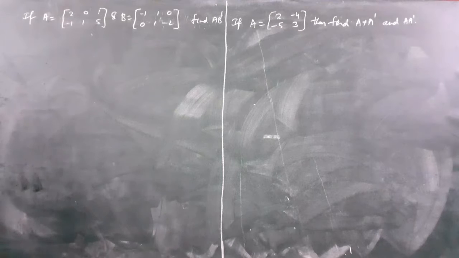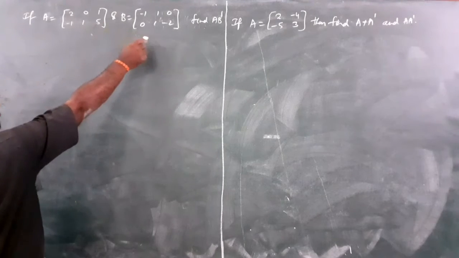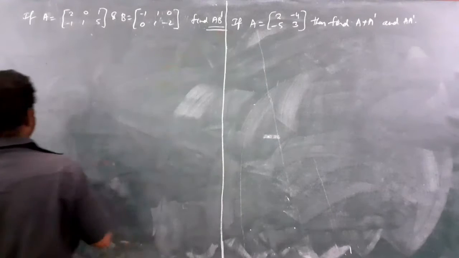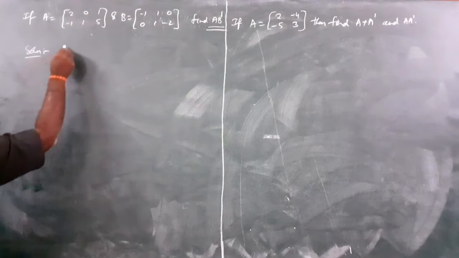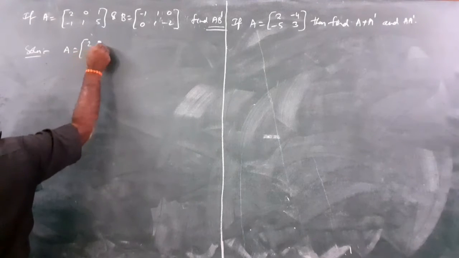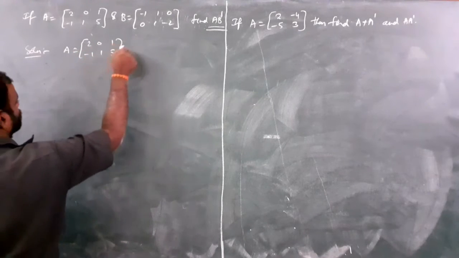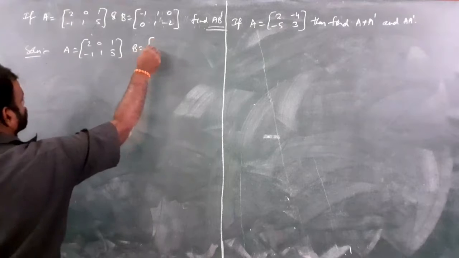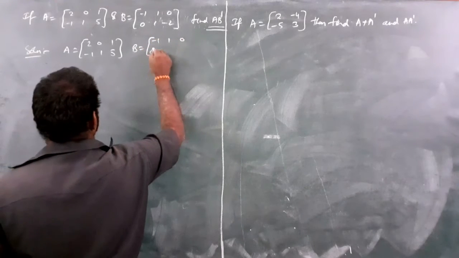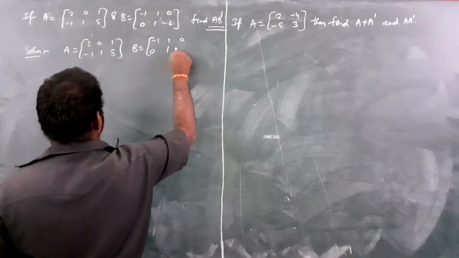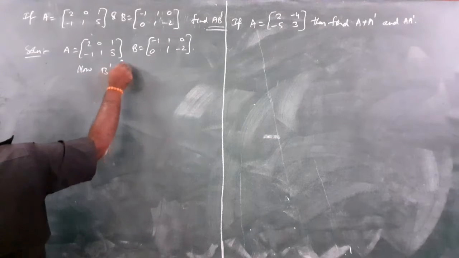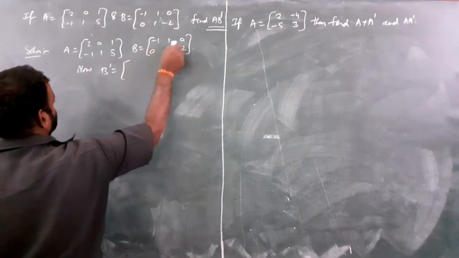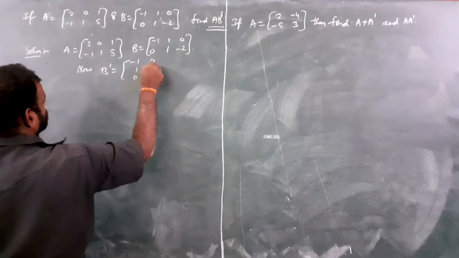Two more important problems, very easy problems you have to see. Here A is a matrix and B is another matrix. You have to find A into B dash. So for this solution, first A is equal to 2, 0, 1, minus 1, 1, 5. B is equal to minus 1, 1, 0, 0, 1, minus 2. Now first you have to find B dash. B dash is equal to minus 1, 1, 0, 0, 1, minus 2.